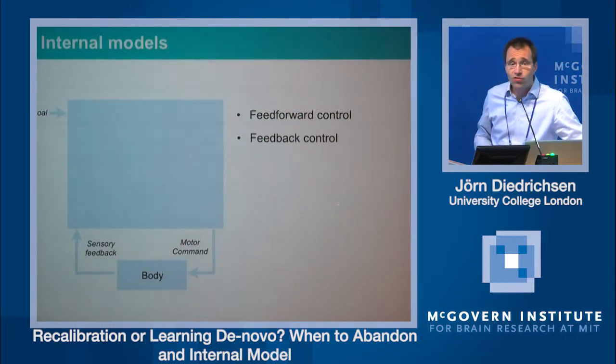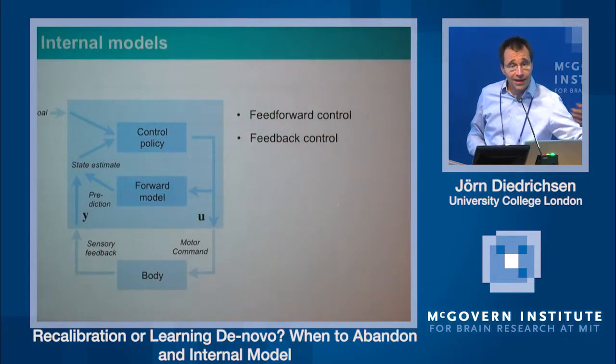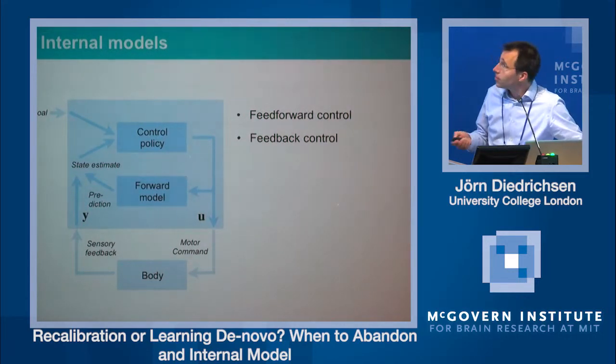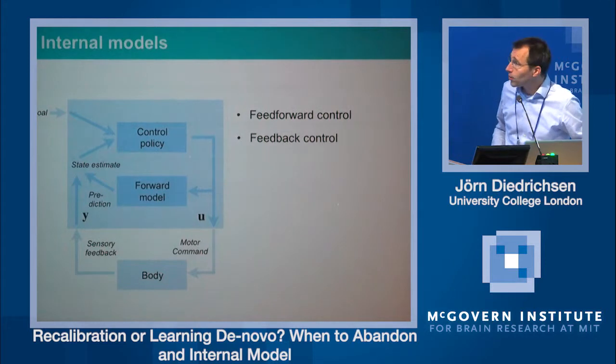Now, when we say internal model, what we conjure up is an internal architecture that consists of something we call a control policy that computes these motor commands, but that is based critically on some representation of the body or the outside world. And this representation is not just fed by the incoming sensory information, but also by some internal prediction made by something we would call a forward model.